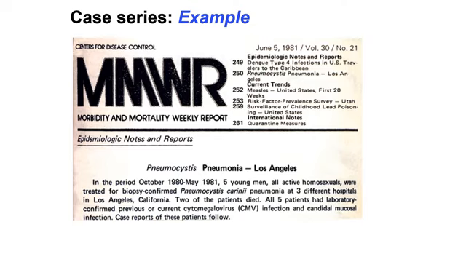This is a historical case series paper published in 1981 in Morbidity and Mortality Weekly Report. And in this case series, they described a group of patients, 5 young men, all active homosexuals, who were treated for biopsy-confirmed pneumocystis carinii pneumonia at 3 different hospitals in Los Angeles, California.